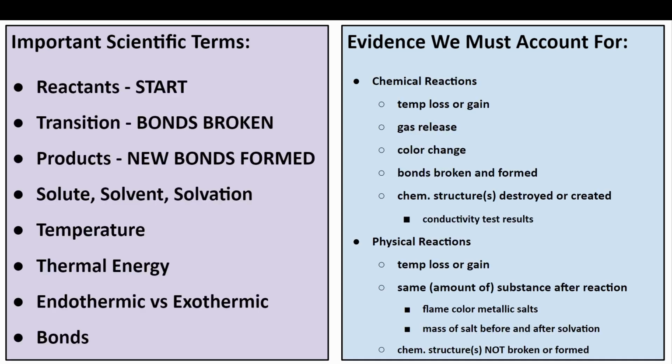And the key components that I want to highlight from this slide is that a model should include reactants that represent the start of the reaction, a transition that show that bonds have been broken, and your products that show that new bonds have been formed. And if you wish to see more details in terms of the evidence that the students had to account for, check the previous lesson number 2 where I go into that.